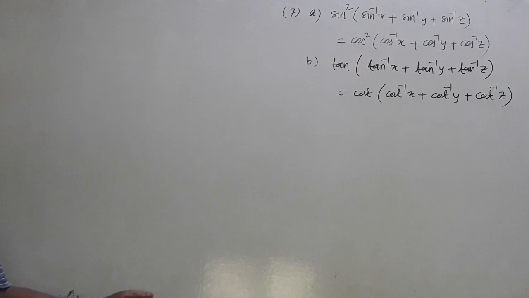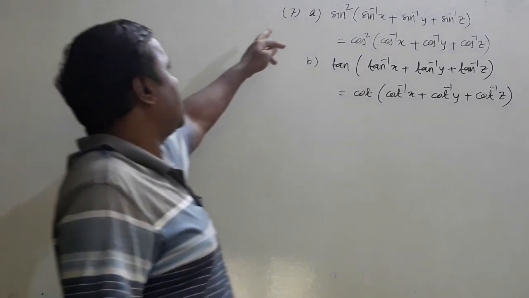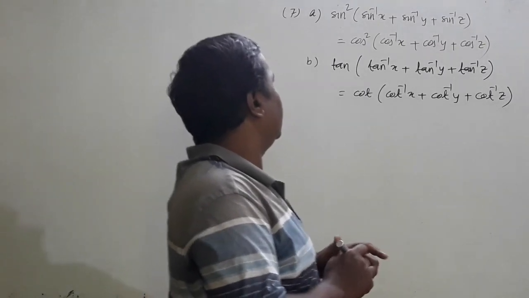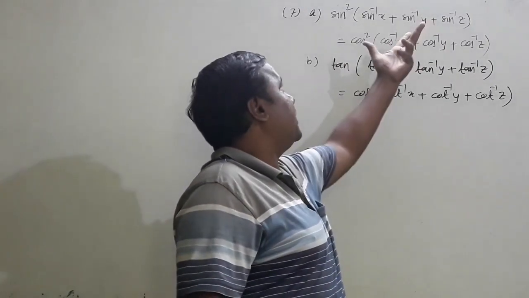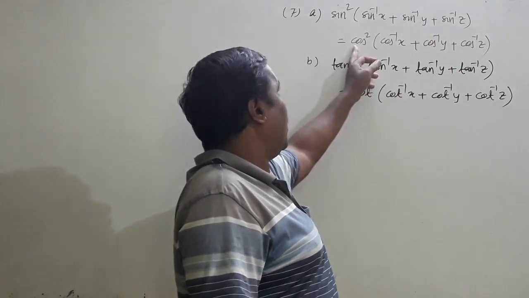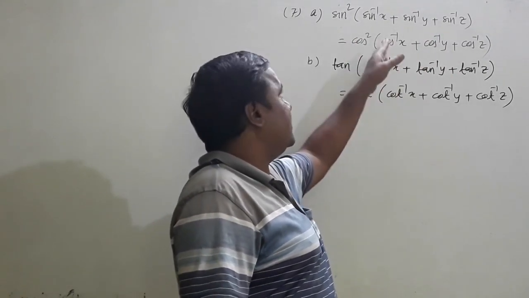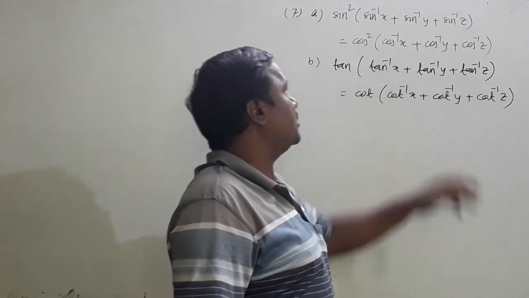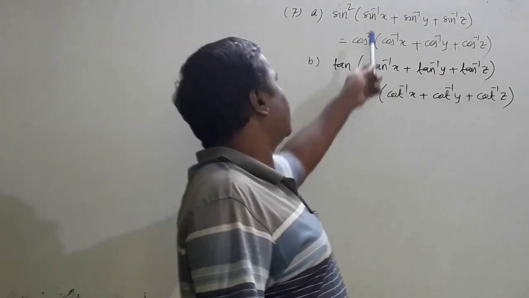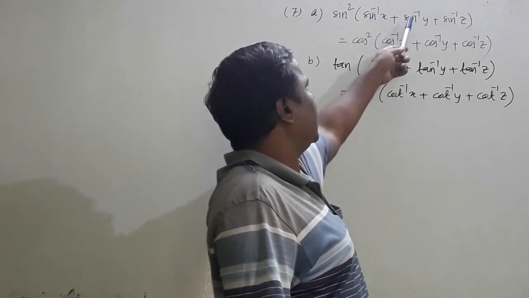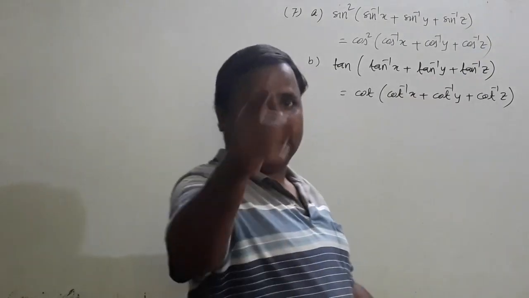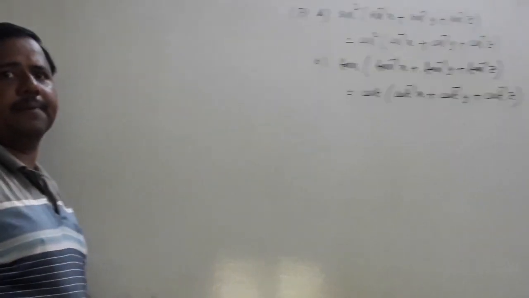Okay. Now look at problem number 7a and b. Here sine square, and inside the bracket what is there? Sine inverse x, sine inverse y, sine inverse z, of cos square, inside the bracket it is cos inverse x, cos inverse y, cos inverse z. Look minutely at what happens there. Sin inverse x, cos inverse x, sin inverse y, cos inverse y, sin inverse z, cos inverse z. Now I am taking that part.